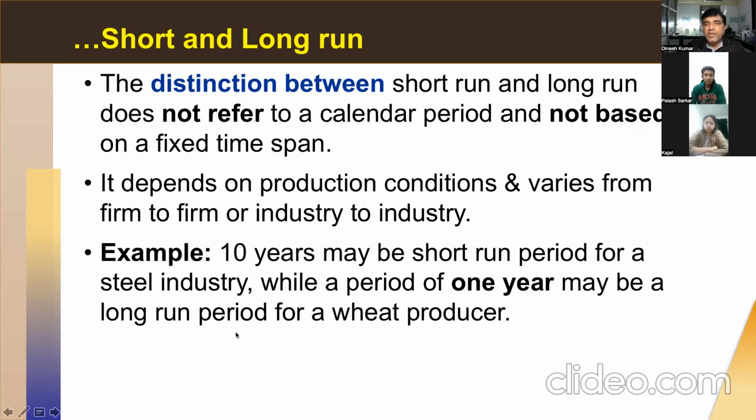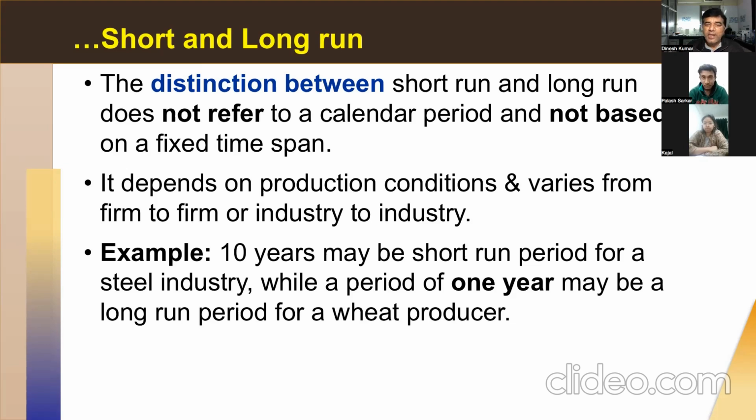Now, the distinction between short and long run does not refer to the calendar period and is not based on a fixed time span. There is no fixed time span. Like I told you, a long-term experiment is 5 years, but here there is no limit. It depends on production conditions and varies from farm to farm or industry to industry. It depends upon the nature of the product you are going to produce and the kind of inputs you are going to use.